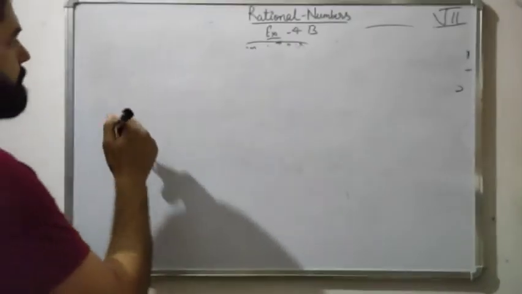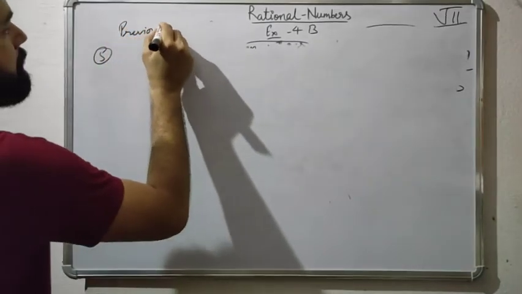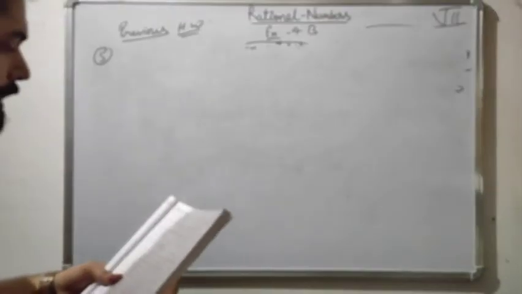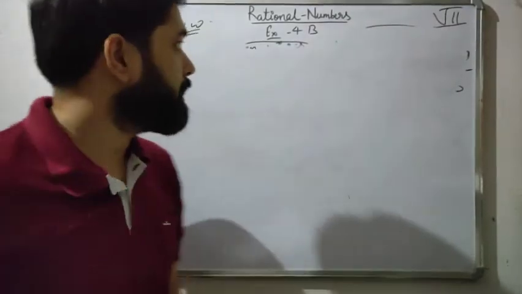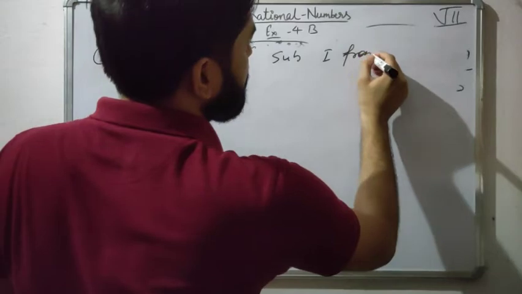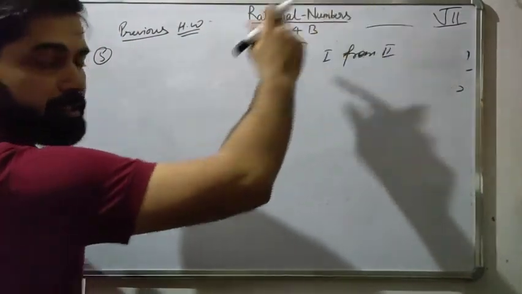And the first question is from question number 5. This is a previous homework. So first question, what is given? Subtract the first rational number from the second. The question is saying subtract the first rational number from the second rational number.